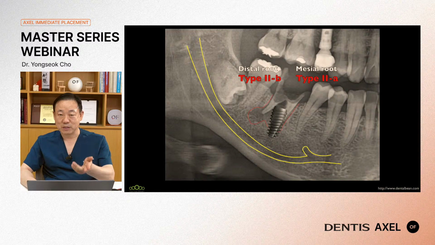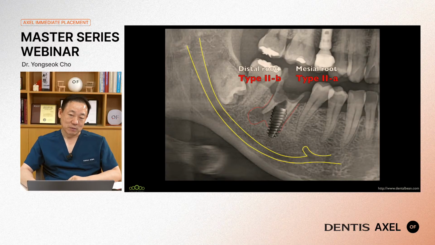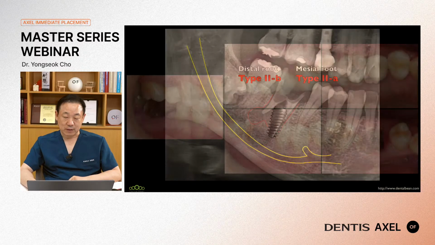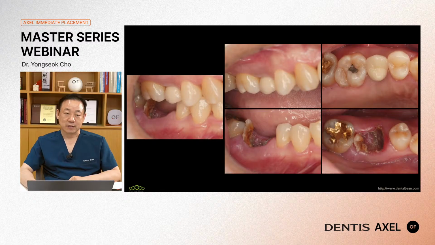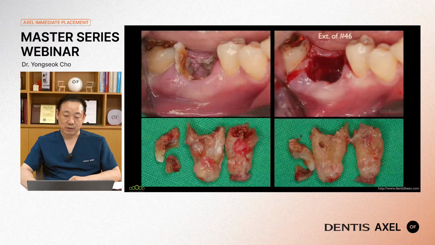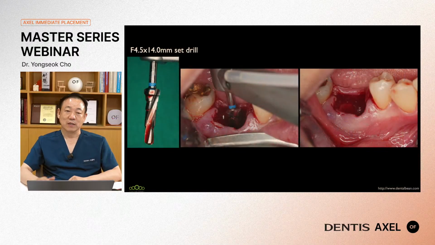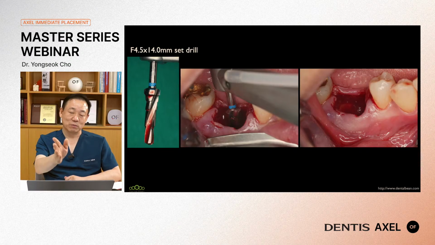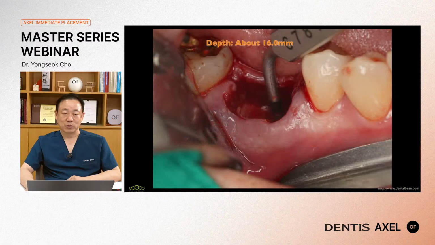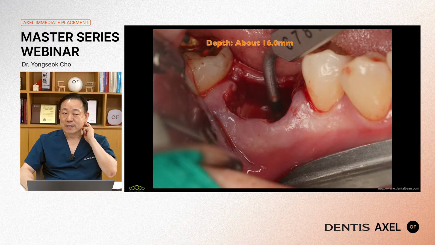Using the medial side is type 2A. Bone height is more than 5 millimeters, and tilt slightly distally. Maybe it's possible. Here is the clinical view. After the extraction, I prepped the osteotomy carefully with a long drill from the medial root, between the medial and septal bone. And I checked the depth of the osteotomy site. It is a total of 16 millimeters deep.